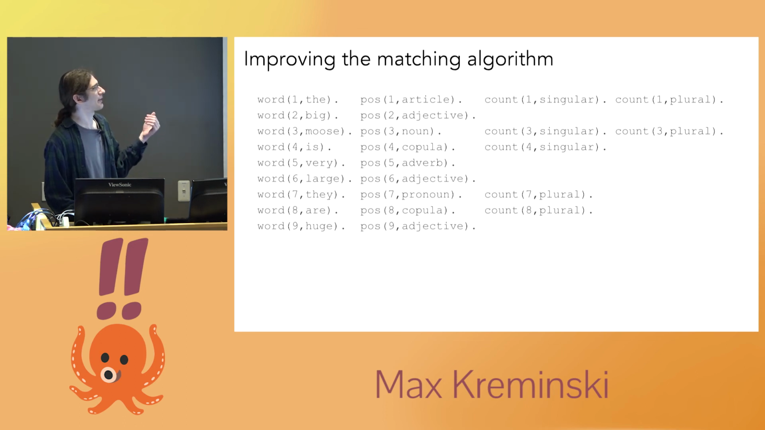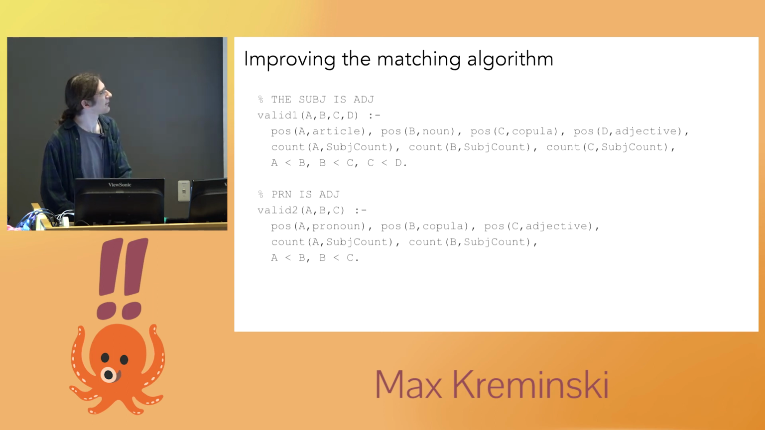In this example, we have "the big moose is very large. They are huge," which is utter gibberish, but it works for this example. You can see that each of these has a part of speech, a position in the sentence, and a count or compatibility with other words. We write these logic rules to express the constraints in such a way that we can find subsets of larger texts that look like the kind of thing we're trying to find.